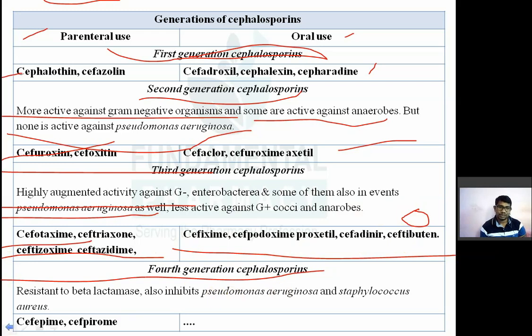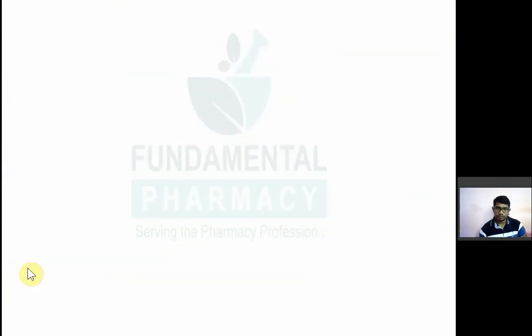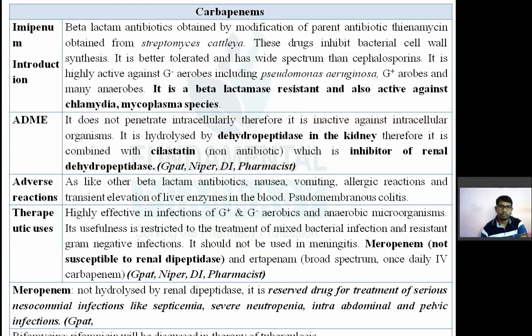Then fourth generation cephalosporins. They are resistant to beta-lactamase and also inhibit Pseudomonas aeruginosa and Staphylococcus aureus. The fourth generation are known as broad spectrum. Only parenteral drugs are available, like cefepime and cefpirome. Both are fourth generation. Now the next one is carbapenem. Imipenem comes in carbapenem. It is again a beta-lactam antibiotic obtained by modification of the parent antibiotic known as thienamycin.